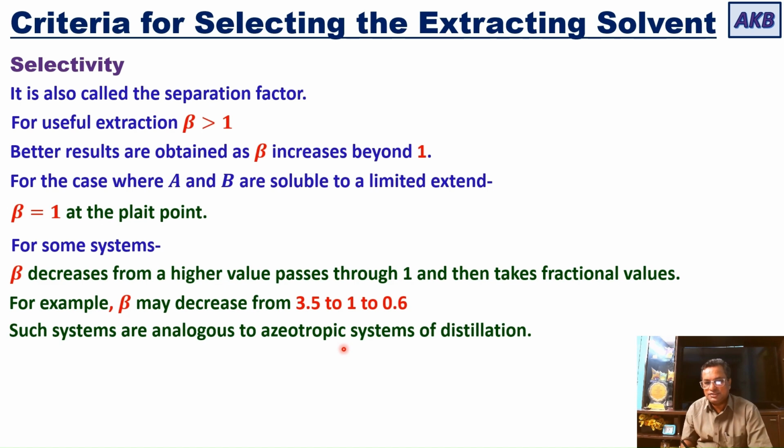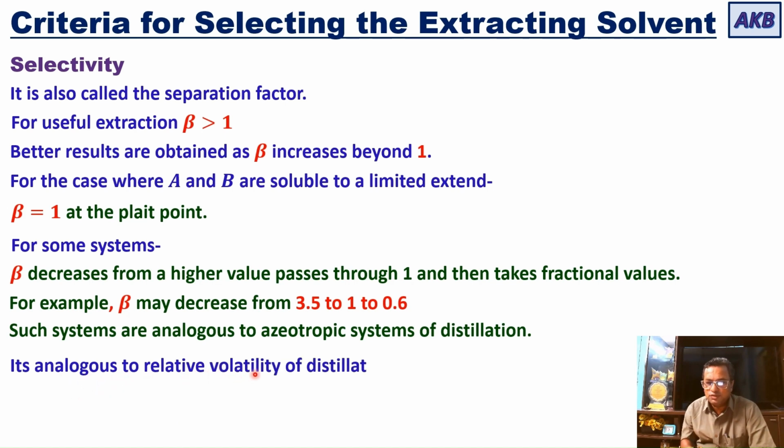And in that case, their separation by using distillation is not possible, because distillation is based on the difference in boiling points of the components present in the liquid solution. And if there is not much difference, then there will be no separation by using distillation. And in the case of liquid extraction, this happens when selectivity takes this value. It is initially very high, then it becomes 1 and then it takes fractional values. I hope the concept is clear to you.